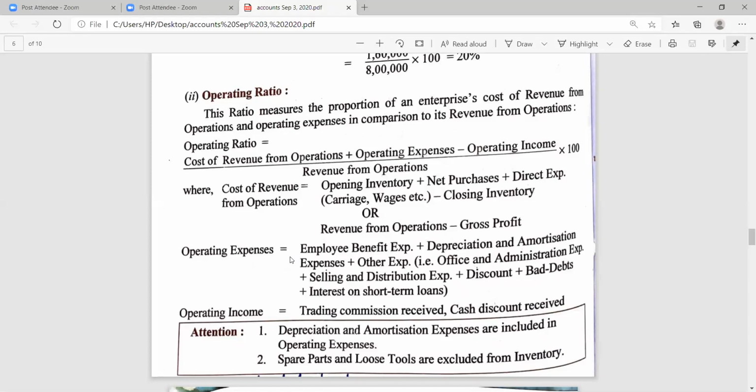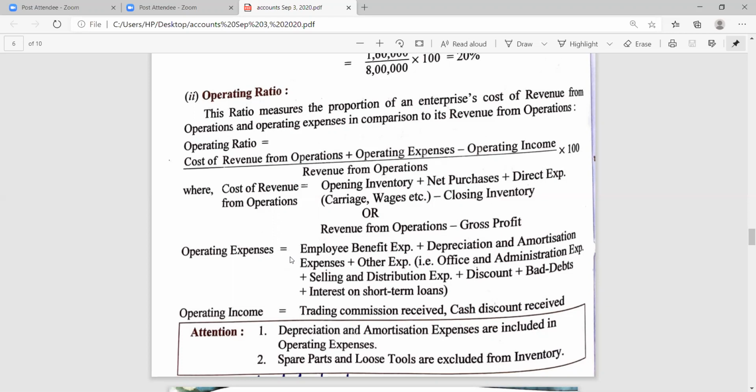If I talk about the operating expense, how it is to be calculated, it includes all the expenses related to the business operational activity. Those may be the employee benefit expense, depreciation and amortization expense, other expenses like office and administration expense, selling and distribution expense, discount, bad debts, interest on short-term loans. By adding all these expenses, we can calculate the value of the operating expense. Now, operating income. The trading commission received and cash discount received will be considered as the operating income.